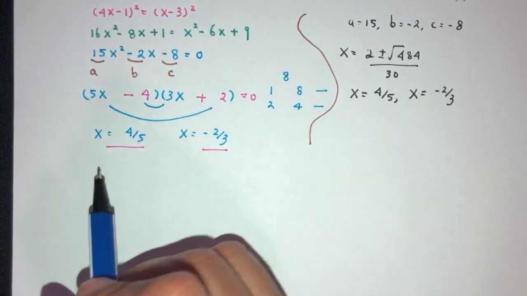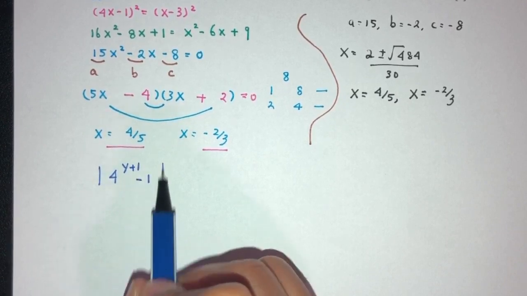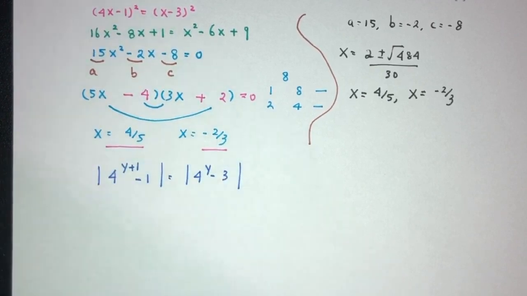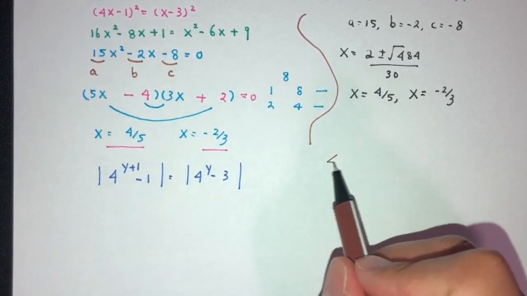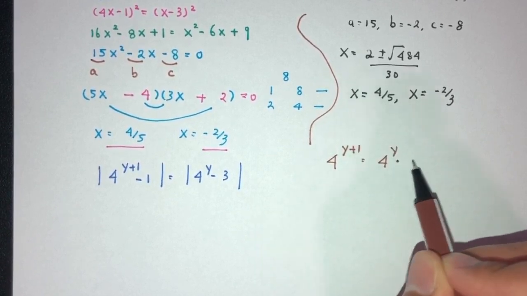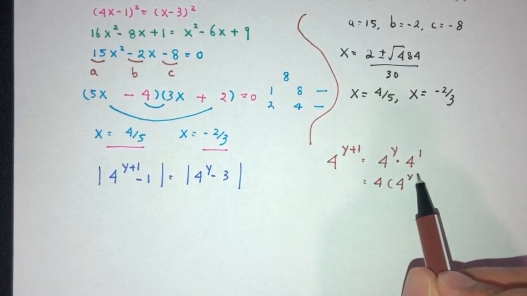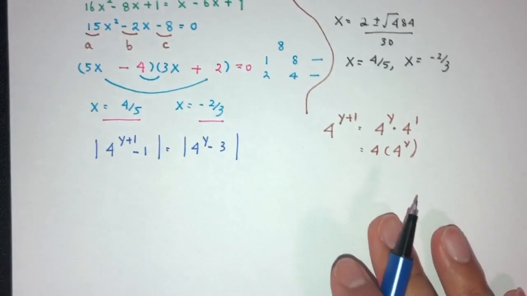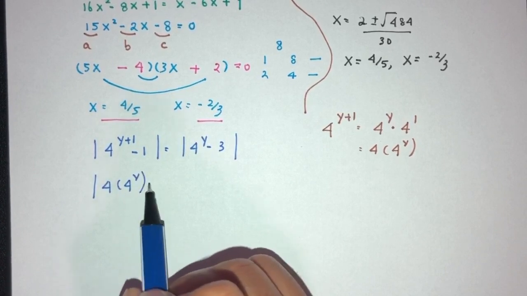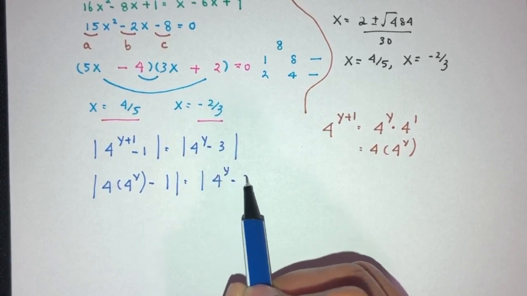Now, in part 2, what do we have? We have 4^(y+1) minus 1, modulus, is equal to 4^y minus 3. Now, what is this? We should know by the laws of indices, 4^(y+1) is simply 4^y multiplied by 4^1, which is simply 4 times 4^y. Now replace back in your main equation, so this will become modulus of 4 times 4^y minus 1 is equal to 4^y minus 3.